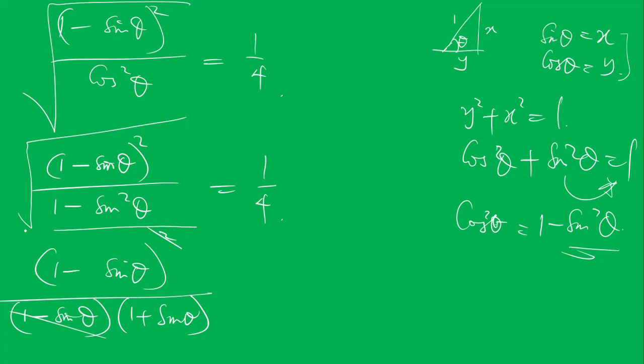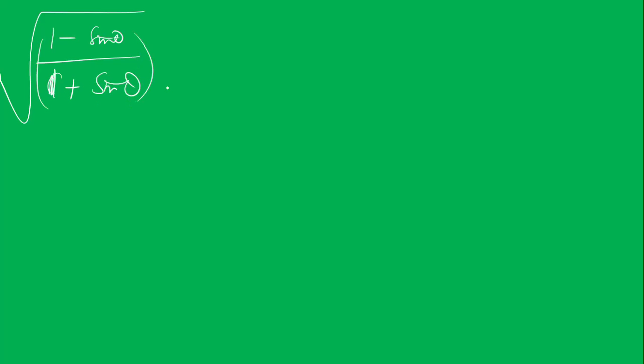Let me put it properly. So this is the square root. So this will cancel out this one. So we now have the square root of 1 minus sine theta divided by 1 plus sine theta, which is equal to 1 over 4.